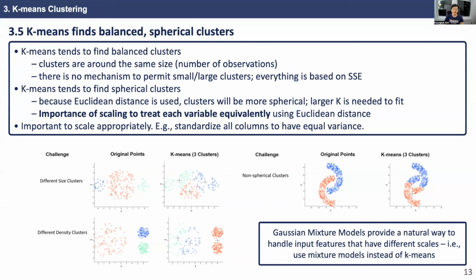Second, k-means tends to find spherical clusters. This is because we use Euclidean distance. Thus, clusters will be more spherical, which means a larger k is needed to fit. In addition, it is very important to scale the data to treat each variable equivalently when using Euclidean distance. And we need to scale the data appropriately. For example, we need to standardize all the columns to have equal variance.